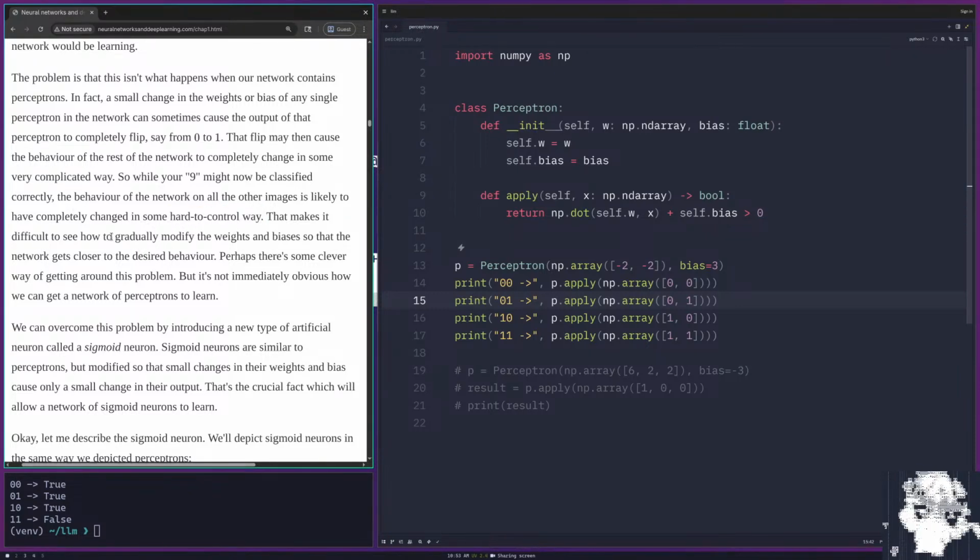That makes it difficult to see how to gradually modify the weights and biases so that the network gets closer to the desired behavior. Perhaps there's some clever way of getting around this problem, but it's not immediately obvious how we can get a network of perceptrons to learn.